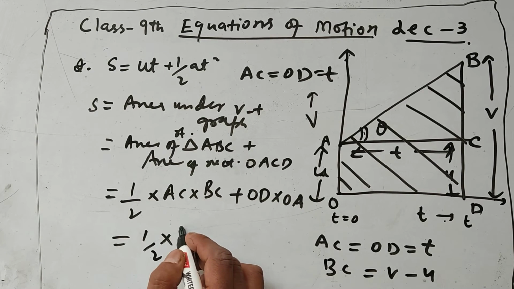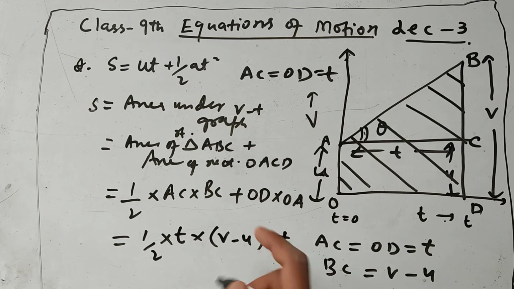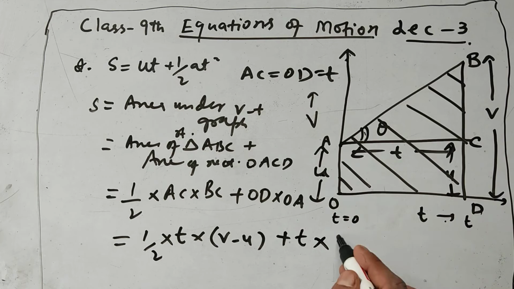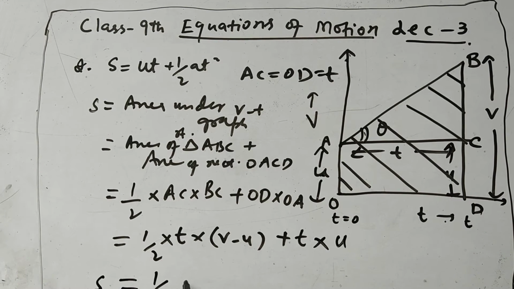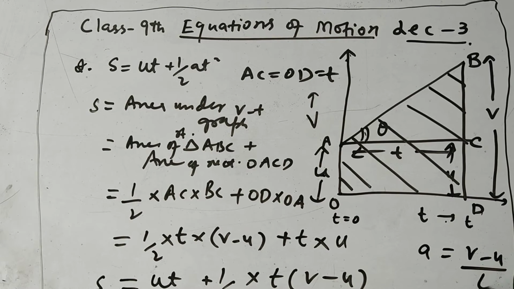Substituting here, instead of AC we can write T, into BC which is V minus U, plus OD which is T into OA which is U. So S is equal to UT plus half of T into V minus U. Since we know acceleration is V minus U by T, it will be AT is equal to V minus U.